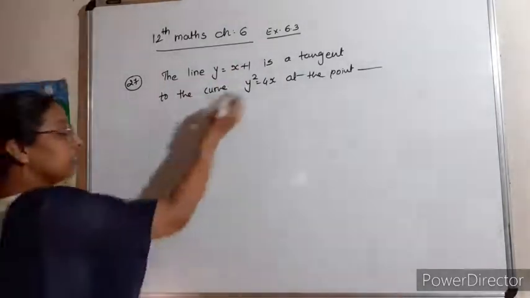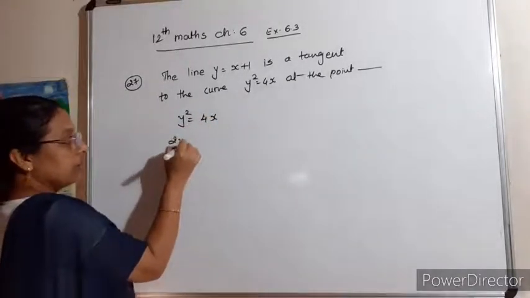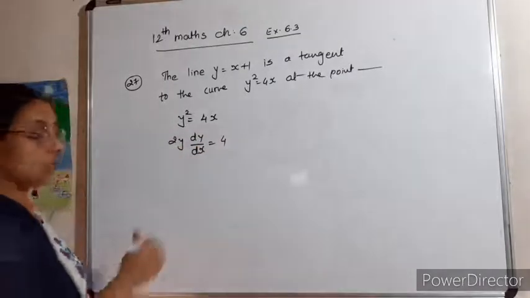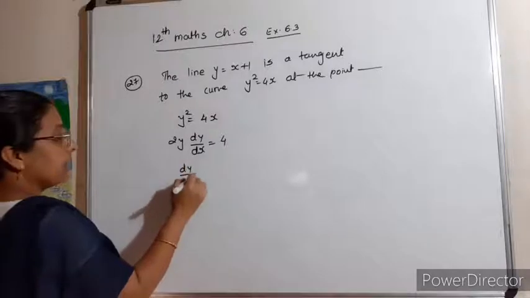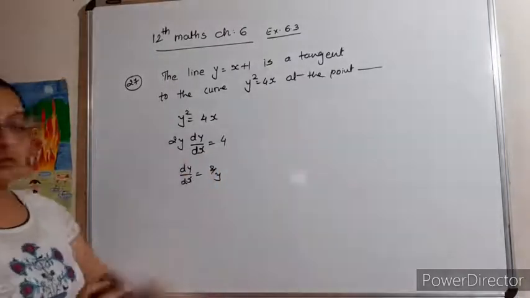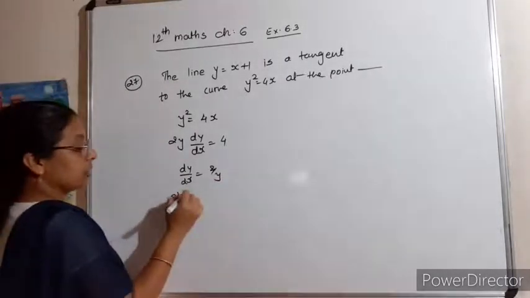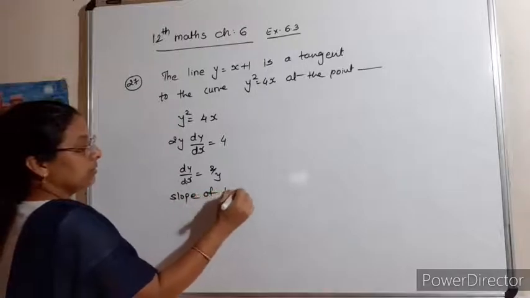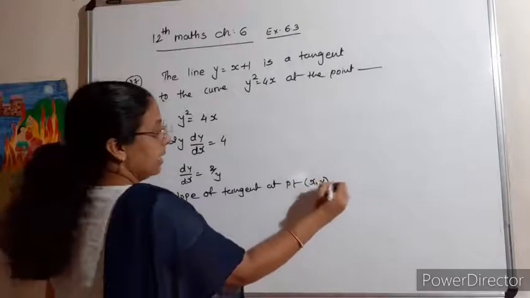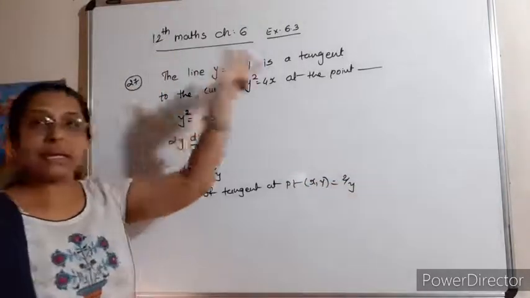Understand that? So if we find here y square is equal to 4x, then 2y dy by dx is 4. So can you say that dy by dx is equal to 2 upon y? 2 to the 4 cut, 2 upon y. So this is what? The slope of the tangent at point xy is 2 upon y. But the tangent is already given.